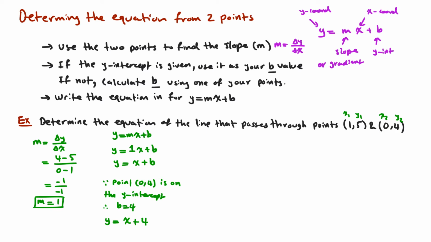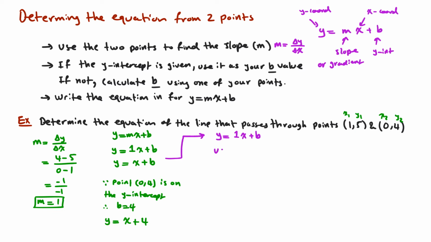Now, if you were not able to recognize that this is a point on the y-intercept, then you can actually calculate the b value using this method. So we know that our equation is just going to continue this step over here. We know that our equation is y is equal to, I'm just going to include the 1 over here, 1x plus b, because 1 is our slope, and I kind of want to keep it in just for the sake of demonstration.